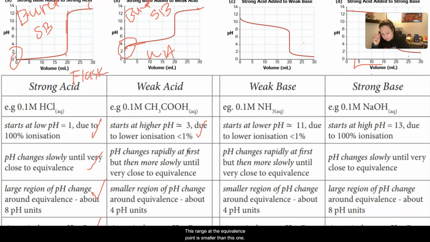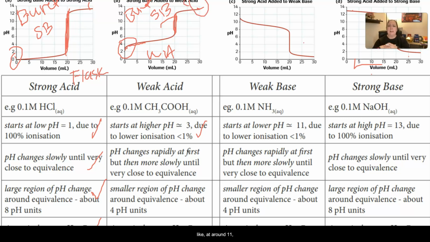This range at the equivalence point is smaller than this one. And that's also an indication that you're dealing with a weak substance. And the equivalence point is greater than 7, which is my other indicator that this makes this a strong base. Okay? The base is stronger than the acid. Could be a weak, no. Ignore where it ended. Okay?